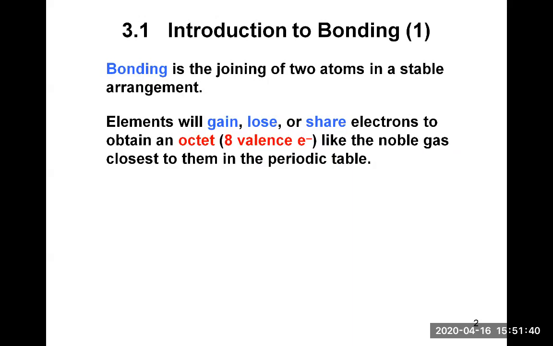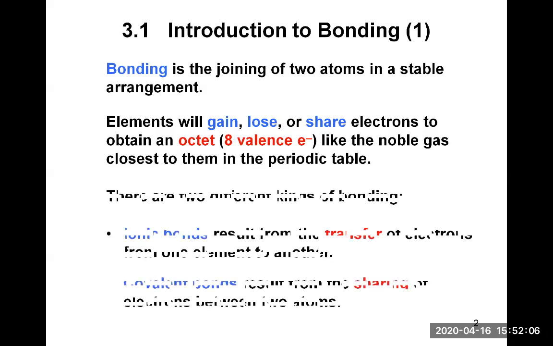For this, they will have to either gain, lose, or share electrons. The goal for the other elements is to be like the next noble gas or the previous noble gas, the one that is closest to them in the periodic table. And so to gain, lose, or share electrons, elements will bind together with other elements.